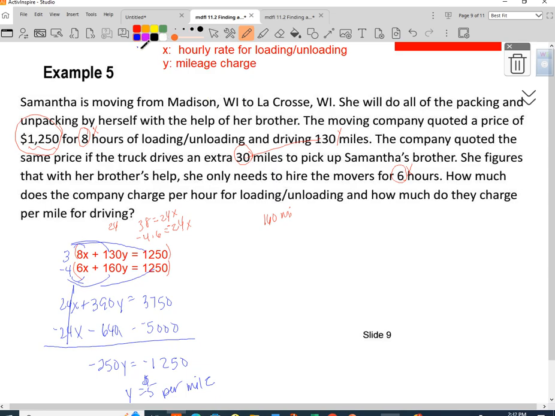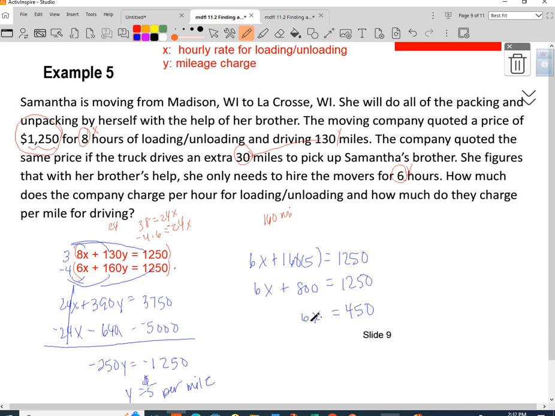Okay? Now we're going to use that mileage charge, that y value, in one of these equations to find the hourly rate for unloading and loading. I'm going to use the smaller numbers, it doesn't really matter. 6x plus 160 times our y of 5 equals 1,250. So 6x plus 800 equals 1,250. I'm going to subtract 800 from both sides, and I get 450.